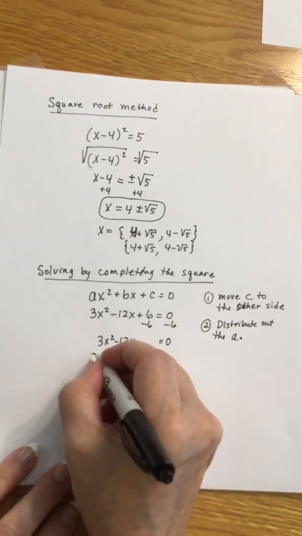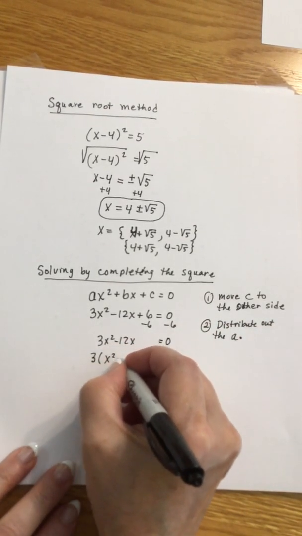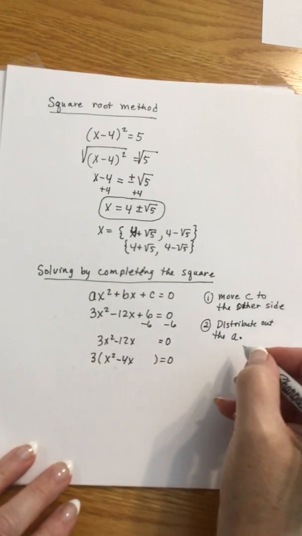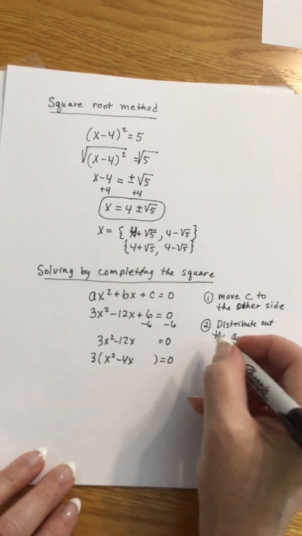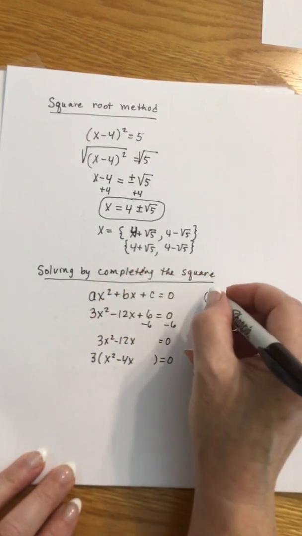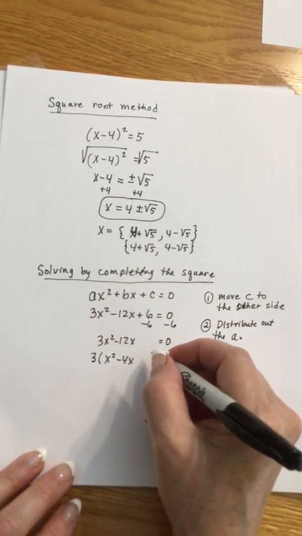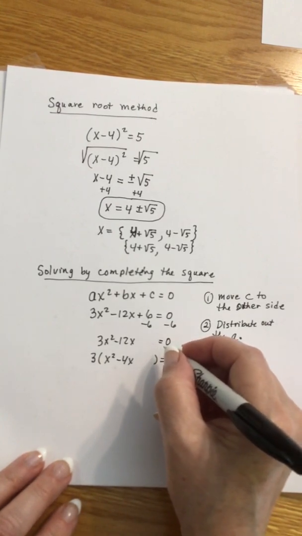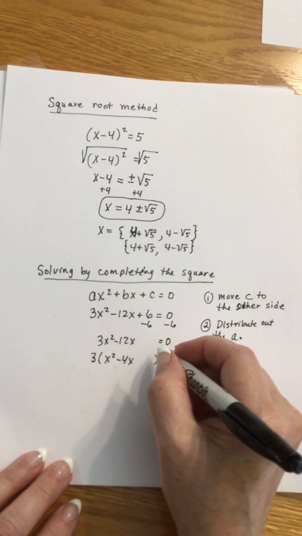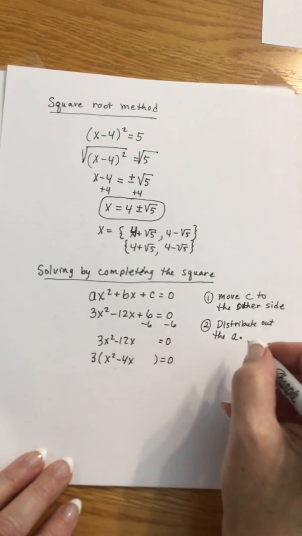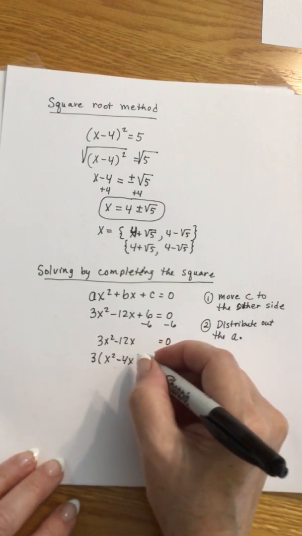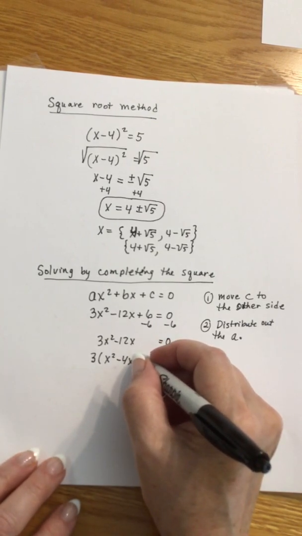So I'm going to have a 3 come out and give me x squared minus 4x equals 0. Now, by the name, it says that we are completing the square. So we're trying to make this side come out to be a perfect square. So what we're going to do next is look at the a. We already took it out. Now we're going to take half of b and square it.